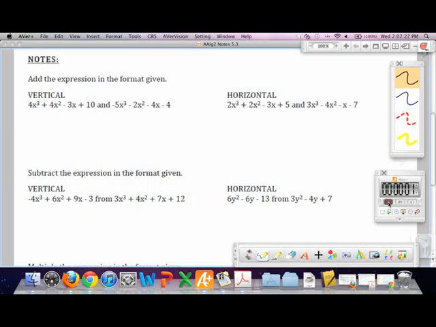There's a bunch of different ways you can add or subtract polynomials. It boils down to combining like terms. You can add them vertically. You can add them horizontally.